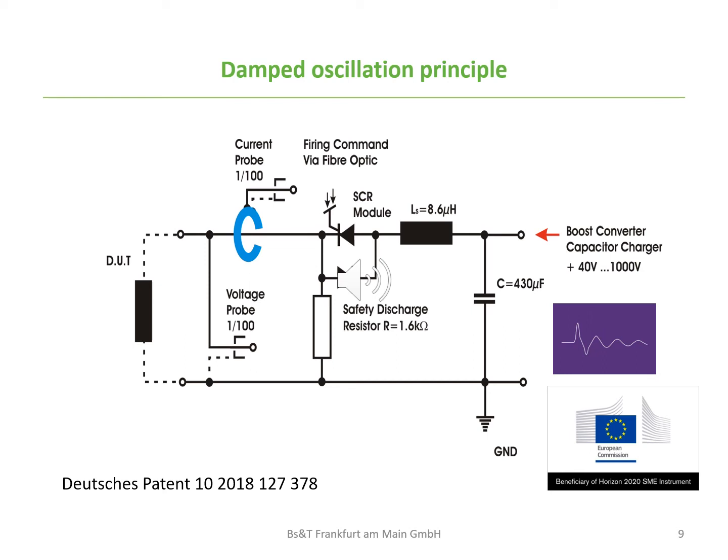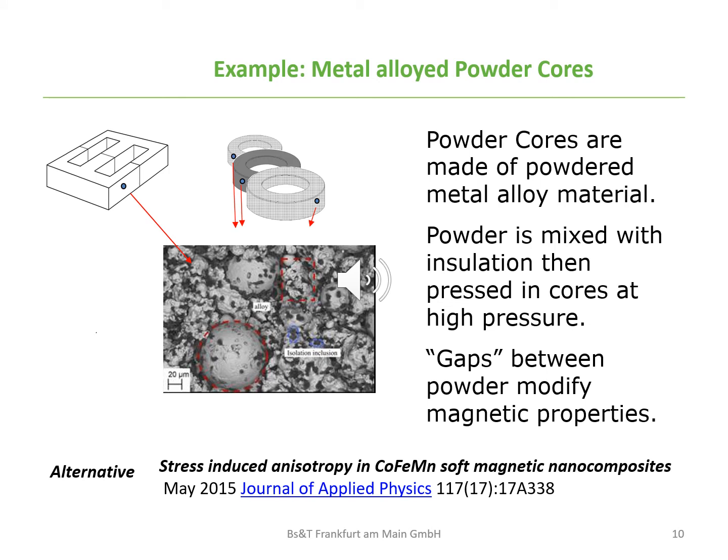The whole project is sponsored partly by the European government, Horizon 2020. It's also supported by the VDE, the German Standardization Committee. The metal alloy powder cores are made of powdered metal alloy materials. The powder is mixed with insulation, then pressed into cores at high pressure. The distributed air gap between the powder modifies the magnetic properties. An alternative could be stress-annealed nanocrystalline tape-bound core.